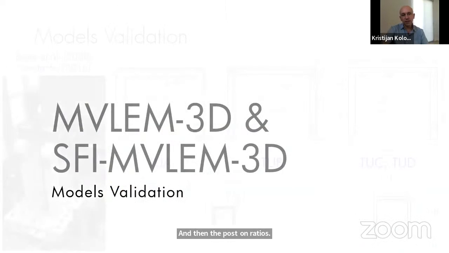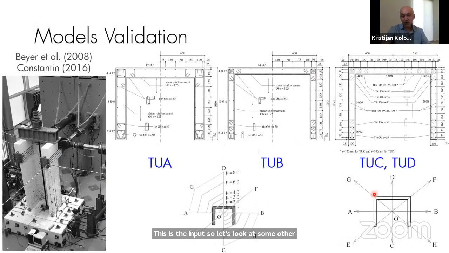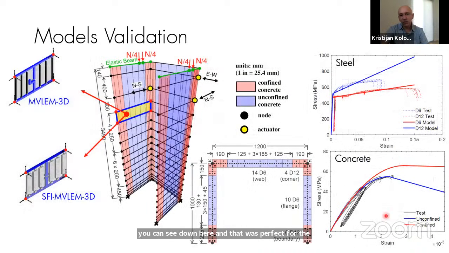This is the input. So let's look at some validation studies real quick. Because these are 3D models, we wanted to validate them against tests that were subjected to three-dimensional loading patterns, and not only planar walls but also C-shaped walls like this one, for example. So we looked at the studies by Catherine Beyer and her student Konstantin, and they were testing four different wall specimens. They were loaded in all these different directions, as you can see down here, and that was perfect for the validation of these models. This is how we discretized the model.